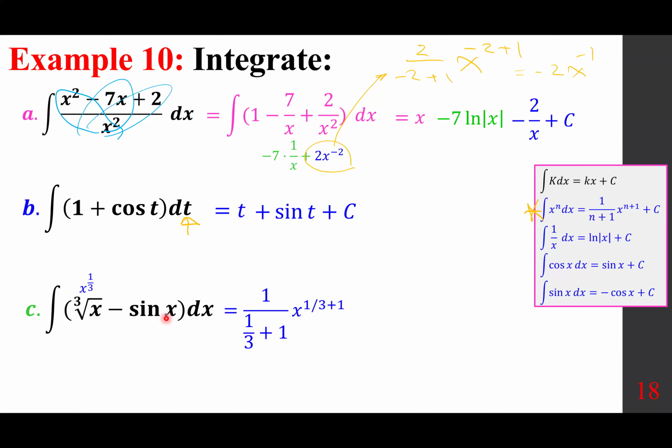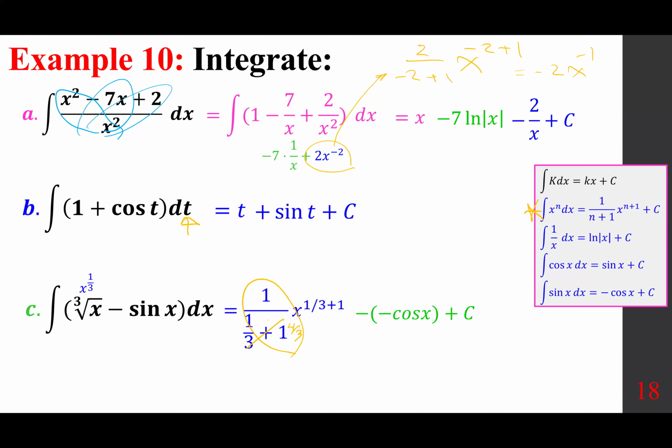Sine, the derivative is cosine. The integral is negative cosine. So minus negative cosine and a constant. Of course, we know this becomes positive, but I wanted to show you that it is sine that results in negative. And now 1/3 and 1 is 4/3.